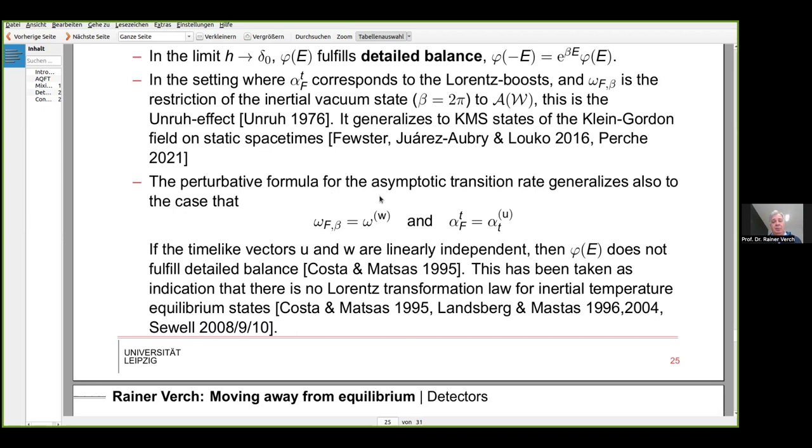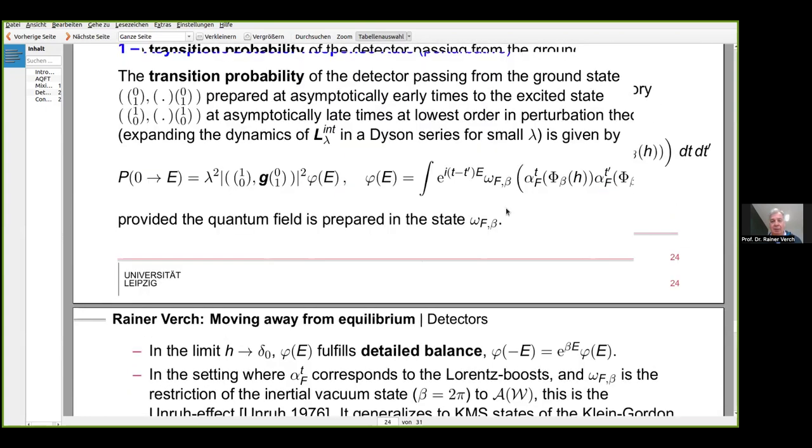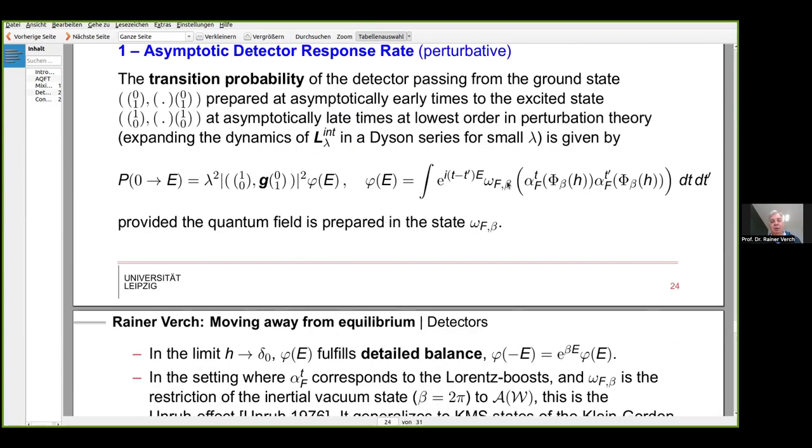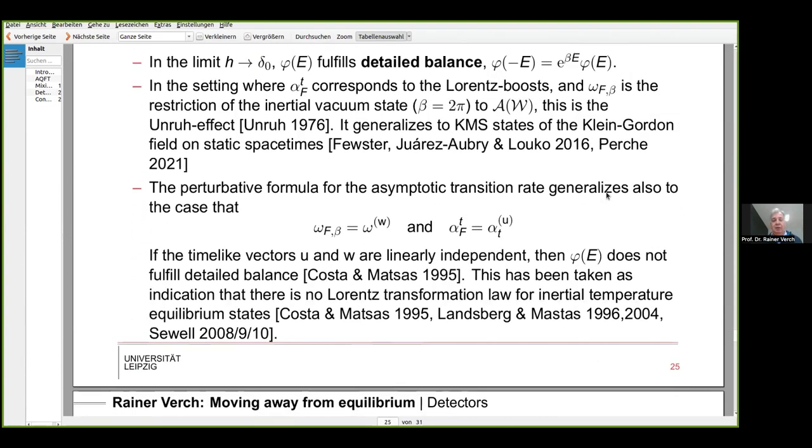But this perturbative formula for the asymptotic transition rate generalizes also to the case that the initial quantum field state is a KMS state for this time direction W. This is the heat bath now. On the other hand, we take for the dynamics of the quantum field the time shifts with respect to a different time direction, and this enters here. So you can make these differences: here you put in the KMS state with respect to one time direction, and here in the dynamics you put in the time shifts with respect to a different time direction. So you can calculate this also, and this has been done.